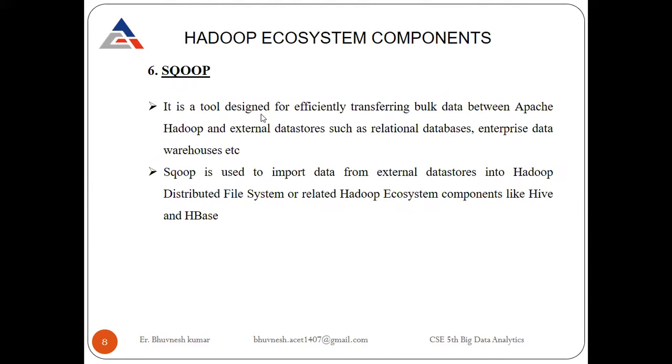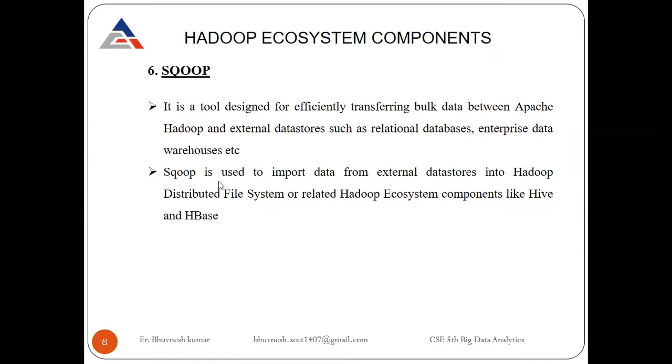Next, Sqoop. It is a tool designed for efficiently transferring bulk data between Apache Hadoop and external data stores. I have told you that Sqoop is used for importing your structured data from your RDBMS to your HDFS, and that is what Hadoop will perform. Next, Sqoop is used to import data from your external data source. The external data source is your RDBMS, into your HDFS, that is Hadoop files.